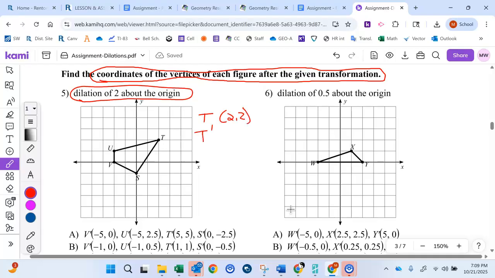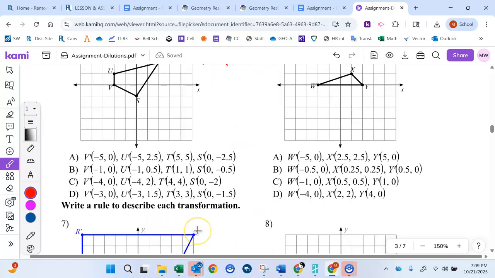So what is T prime? Well, I have to multiply by 2. So times 2 is going to be 2 times 2, so 4, 4. So T prime is going to be 4, 4. That's going to be right there. Okay. What is that? That's 4, 4. So let's check for 4, 4. No, no, yes, no. Easy. Okay. So there's only one that's at 4, 4.